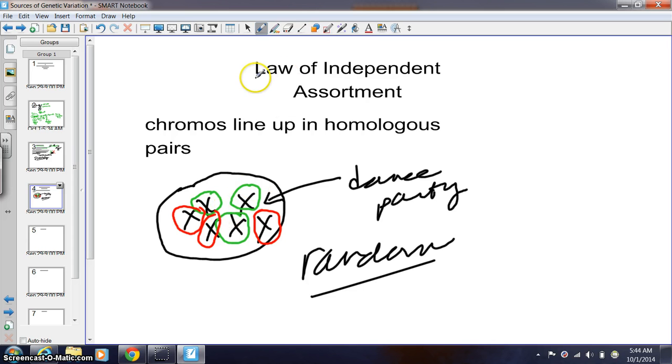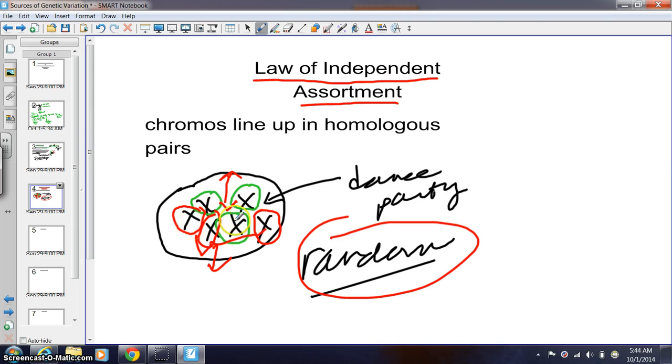What I'm saying with the law of independent assortment, what this states is that not all the green ones are going to go to one side and not all the red ones are going to go to one side. They will actually randomly assort themselves, so they'll mix up. So that means that maybe a red one will go with 2 greens on this side. Maybe 2 red ones will go with 1 green on this side.